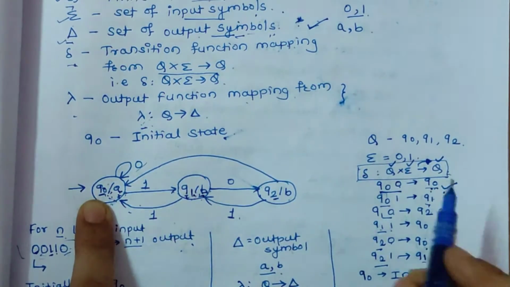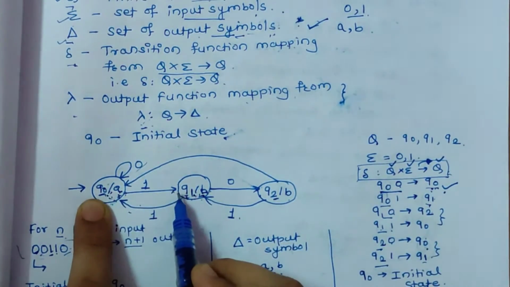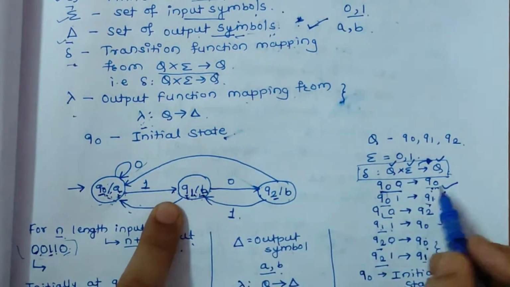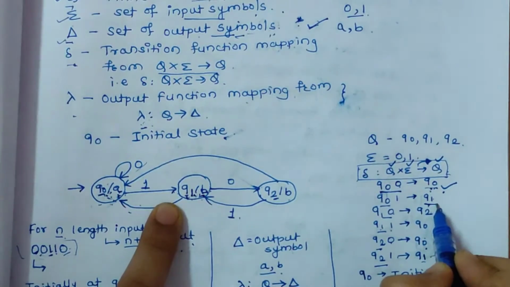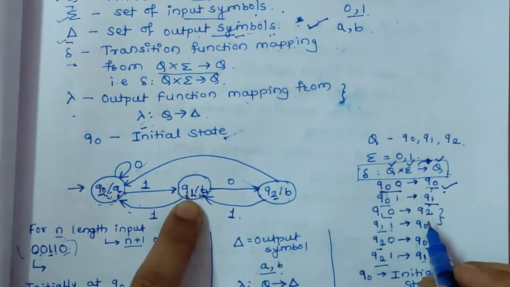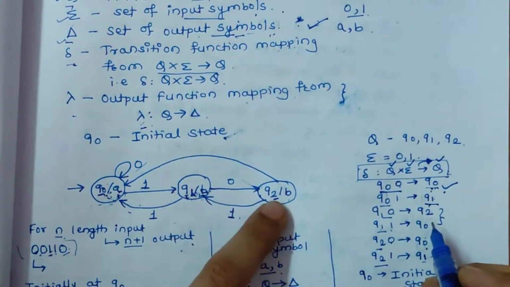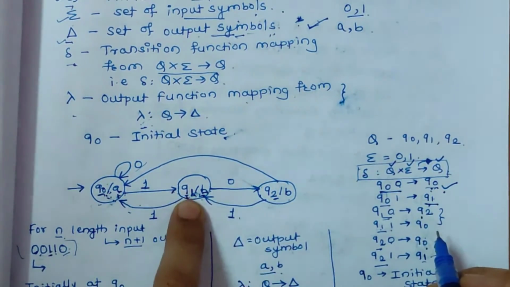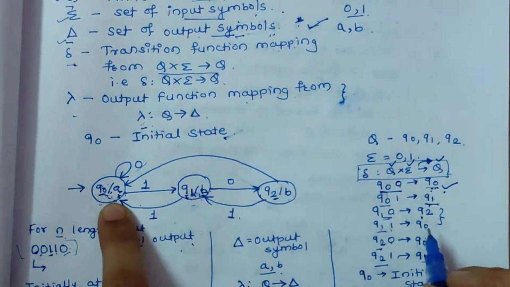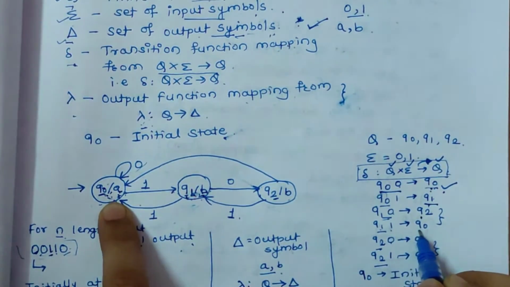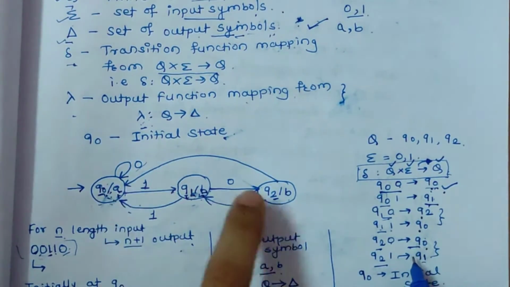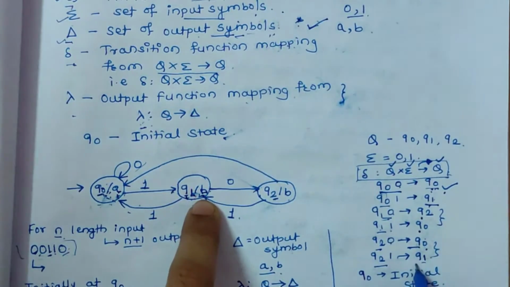In the same way, with q0 state and 1 input we are going to state q1. So I have written q1 here. Then with q1 state and 0 input we are going to state q2. Then q1 with 1 input we are going to q0. And then q2 with 0 input we are going to state q0, and q2 with 1 input we are going to state q1. So this is the transition function.